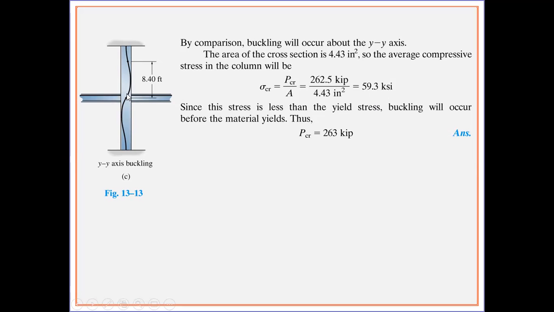24 feet height is a lot more height for such a slender section, but still they were capable to take it up to that stress just because of bracing it in the lateral direction. Okay, just an insight of how the designs happen. Since this stress is less than the yield stress, buckling will occur before the material yields. Thus, P critical is equal to 263 kips. So, rounding off that 262.5 kips, they have rounded it off to 263 kips. And this is the end of this lecture.